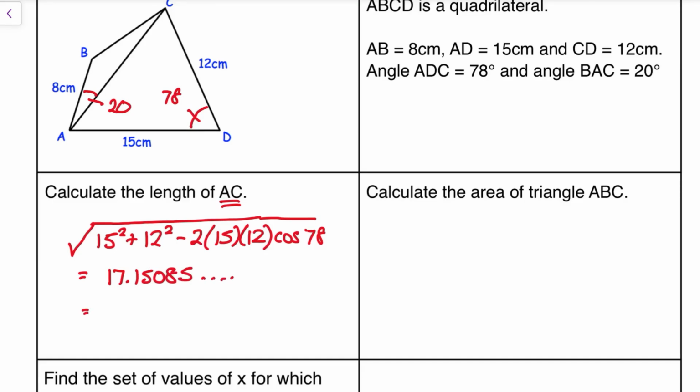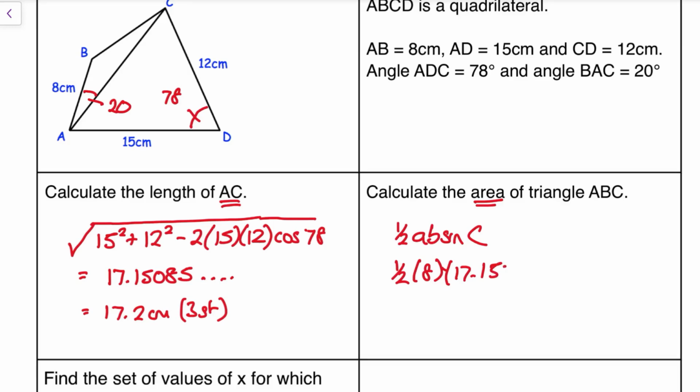So the answer to this question is going to be 17.2 centimetres to 3 sig fig. But I'm going to keep that because I suspect I'm going to need that unrounded answer next. In fact, yes, I do. So I now need the area of triangle ABC. Well, I'm going to use half ab sin C. So that's going to be a half times the sides on the outside, which is going to be 8, times the 17.15085 dot dot dot I've just had, times sine of the angle in between, which is 20, and that's going to give me, reading it off my calculator again, 23.5 centimetres squared.